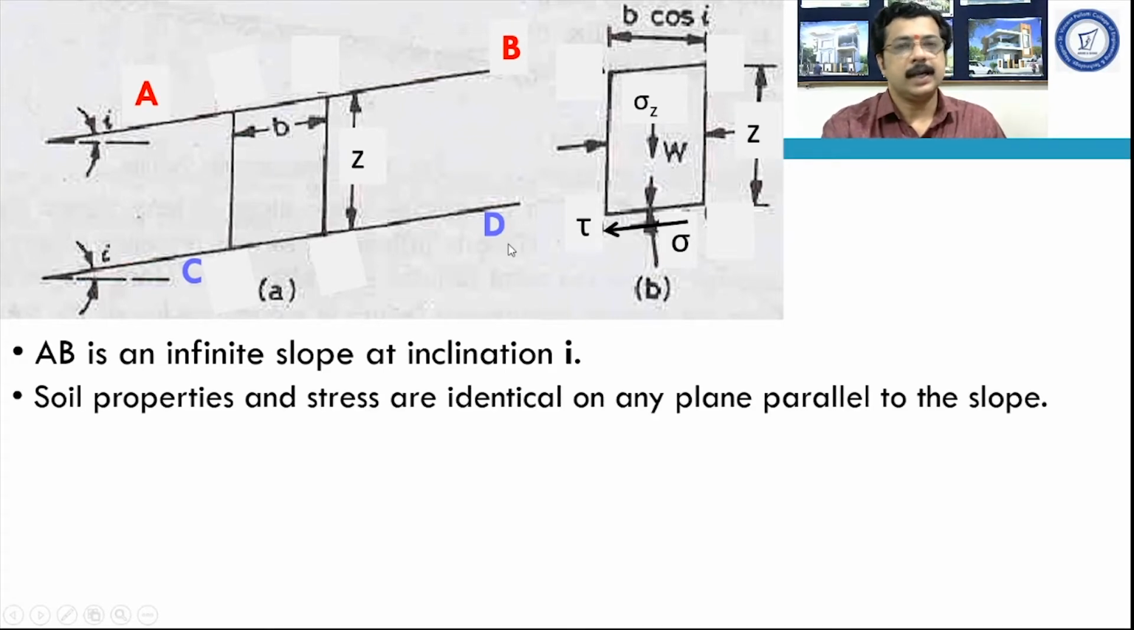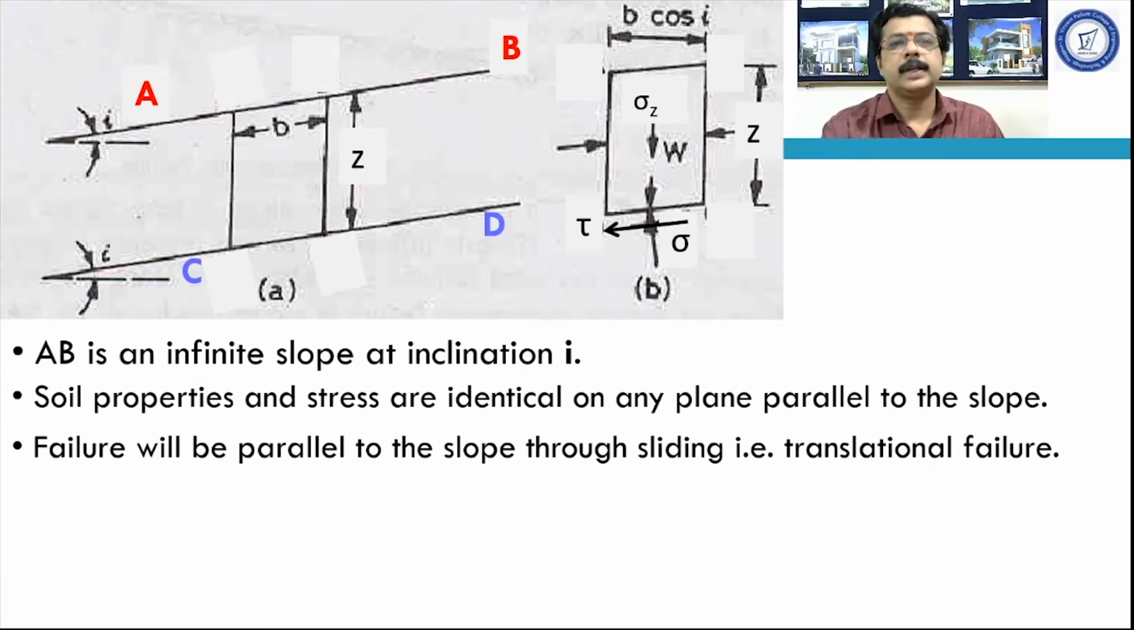Okay, what is infinite slope? Now here it is mentioned that soil properties and stress conditions which we consider at any particular plane below the ground surface will remain identical. For example, if we consider a plane CD which is parallel to the ground surface AB, now consider any point on this inclined plane. At that point the soil properties and the stress conditions both will be identical. Okay, this is the meaning of infinite slope.